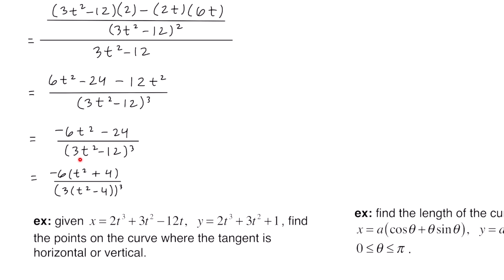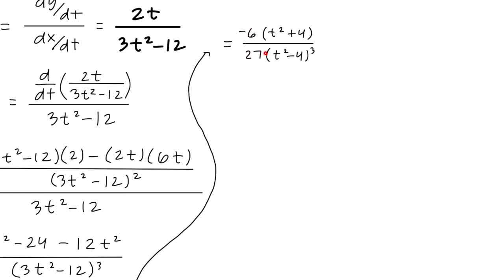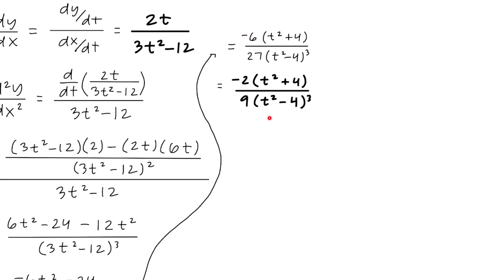We're factoring out 3 from both of these terms. So that leaves us with t squared minus 4. But this expression is still being raised to the power of 3. So now this is going to be 3 cubed, which is 27. So now finally, we can reduce this 6 and 27. So for the second derivative, we get this fraction.